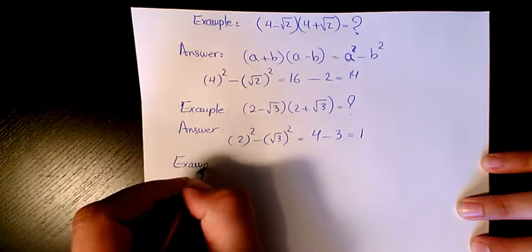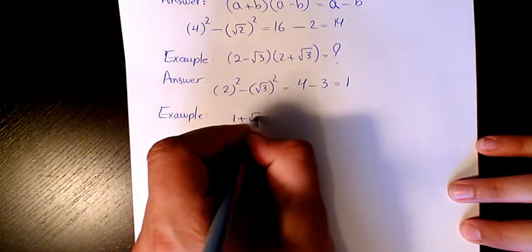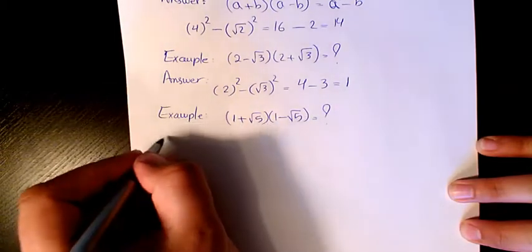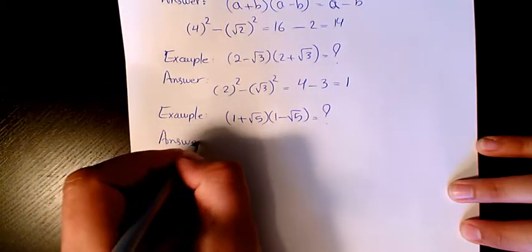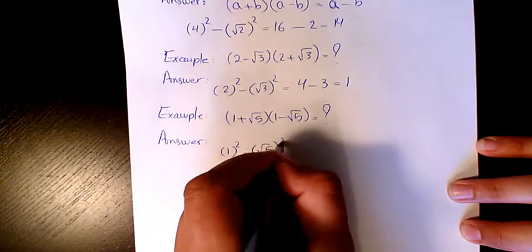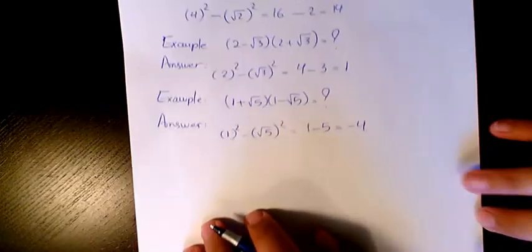Next example, we have 1 plus root 5 times 1 minus root 5. Answer is 1 squared minus root 5 squared. So we have 1 minus 5, which is going to be negative 4.